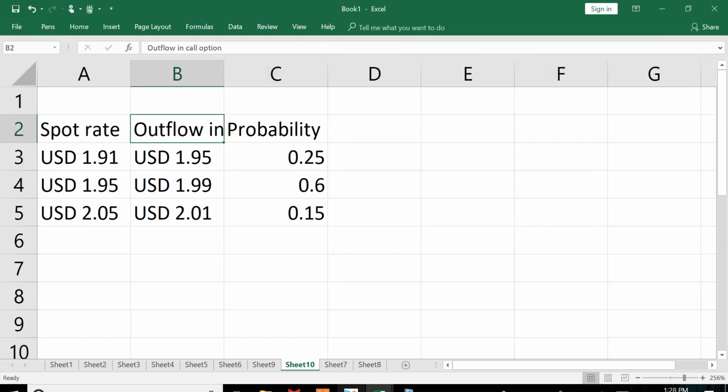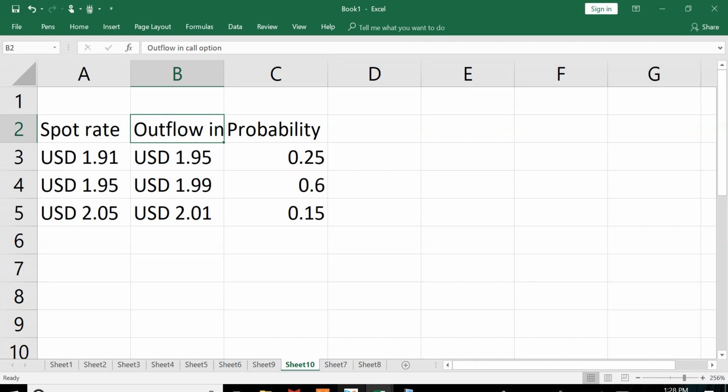See, a call option gives you a maximum restriction. Maximum is 2.01. Can it be lower? Yes, it can be lower in scenario 1. It can also be lower in scenario 2. But in scenario 3, it will put a restriction of 2.01. And they are giving probabilities attached with it, so I cannot ignore them.